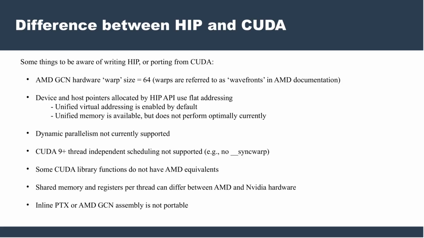When writing HIP or porting from CUDA, note that AMD GCN hardware uses a warp size of 64 called wavefronts. HIP uses flat addressing with unified virtual addressing enabled by default. However, dynamic parallelism and CUDA 9 plus thread-independent scheduling are unsupported. Shared memory and registers per thread differ between AMD and NVIDIA hardware.